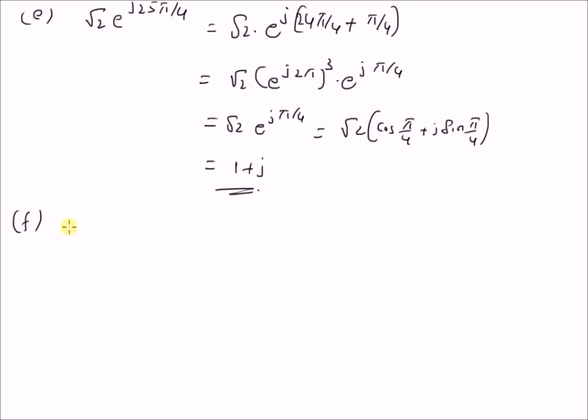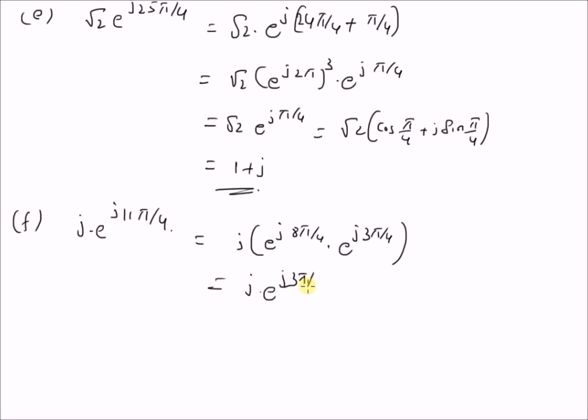Next one is we have a product of a complex number j with the polar form, that is e power j 11 pi by 4. Here we have two complex numbers. First one is j and the second one is e power j 8 pi by 4 multiplied by e power j 3 pi by 4. That is, we write 11 pi by 4 as a sum of 8 pi by 4 plus 3 pi by 4. And since 8 pi by 4 is basically 2 pi, this becomes e power j 2 pi, which is 1, so we can ignore it. So j times e power j 3 pi by 4.